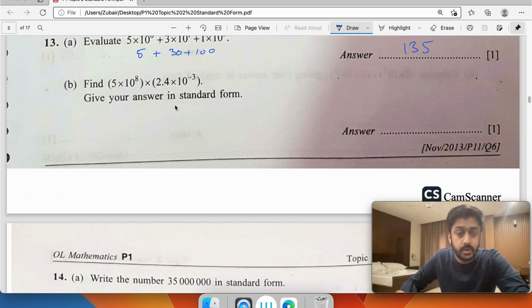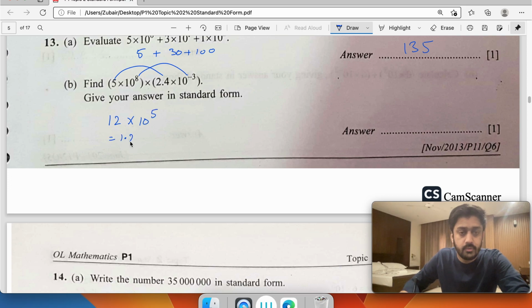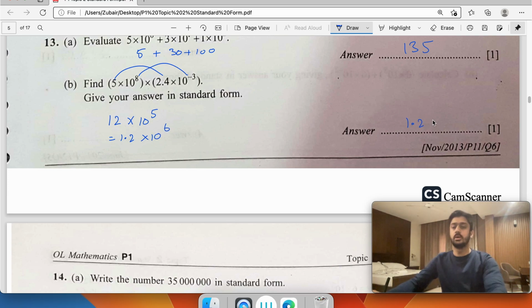Find your answer in standard form. 5 times 2.4. If it would have been 10, it is 24. 5 is half of that, so 12, bases same so powers add, 10 raised to the power 5. Standard form, we reduced it from here, we increase on the other side. 1.2 times 10 raised to the power 6.